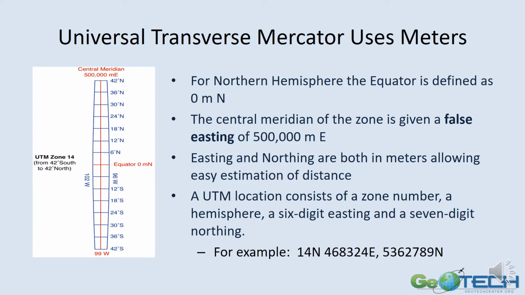And here, this is an example of how that would be written down as a location. Some places you will see the E and the N. Some places it will just have the 14 north and then the two sets of numbers.